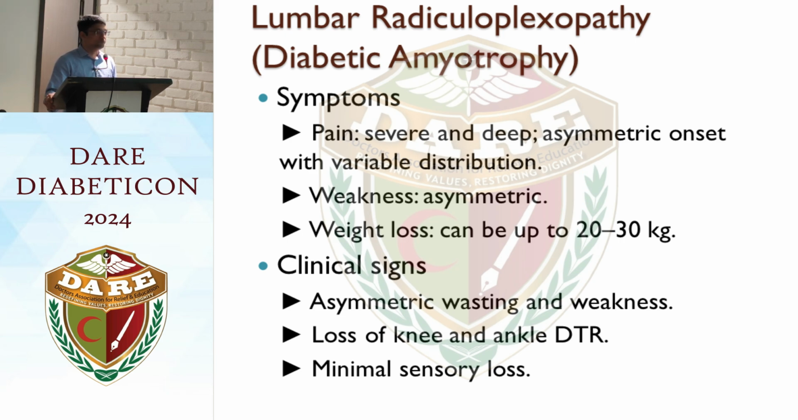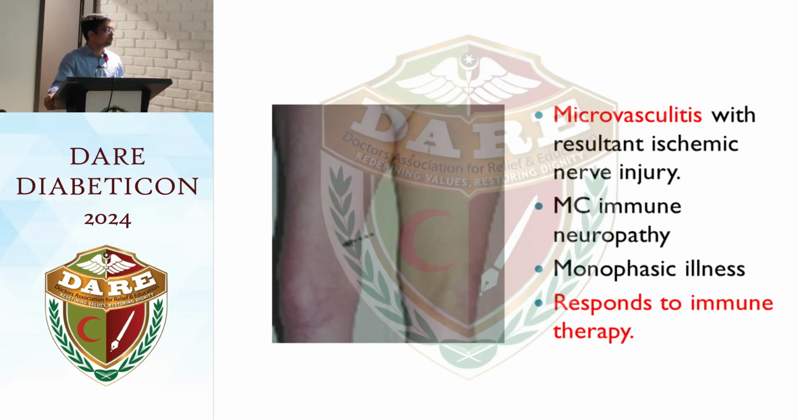The clinical signs are asymmetric wasting and weakness in the thigh muscles, and loss of ankle reflexes or knee reflexes, and there will be minimal sensory loss. Here you can see the medial thigh compartment is wasted. The reason behind this is microvasculitis. It is basically an inflammatory condition of the lumbosacral plexus which leads to nerve ischemia and nerve damage. The good thing about this condition, though it is very symptomatic, is that if we diagnose it, it is responsive to immunotherapy. Another good thing is that it is a monophasic illness, and it responds very well to immunotherapy.